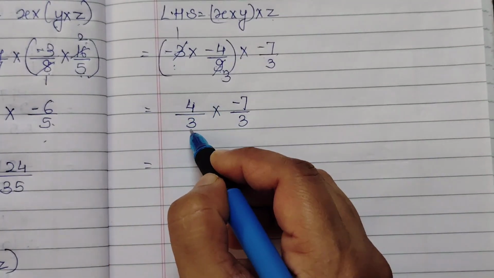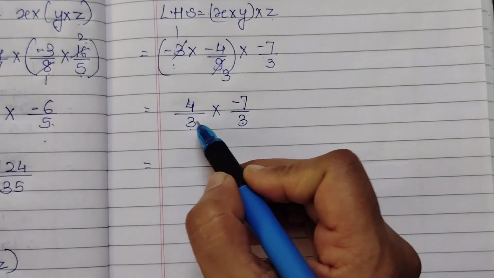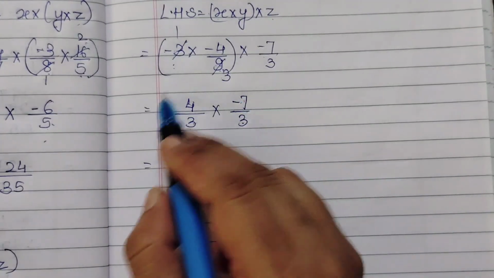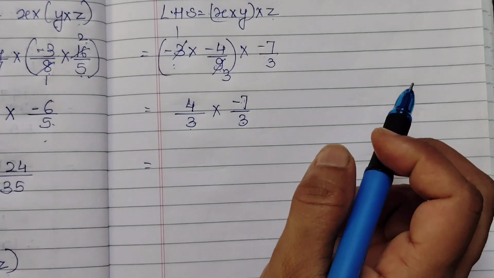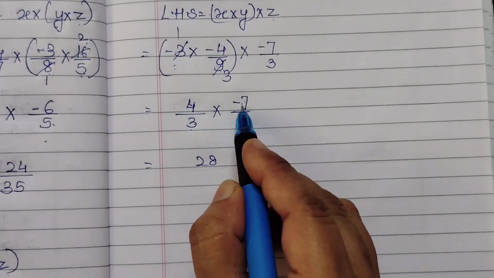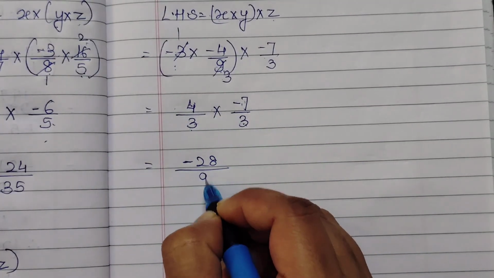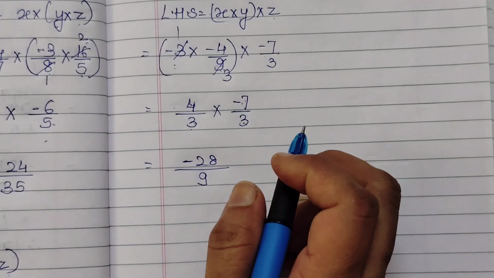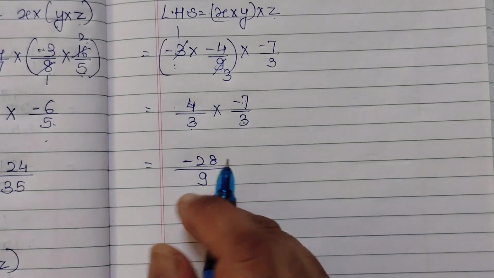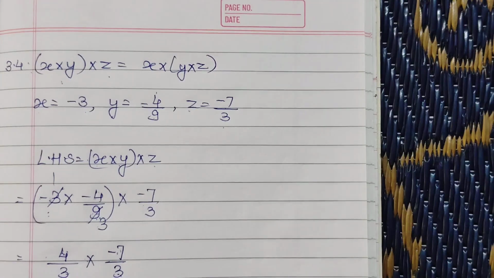Again 4 and 3 we cannot divide, 7 and 3 we cannot divide. This 4 and 3 we cannot divide, this 3 and 7 we cannot divide. So directly now we will multiply. So 4 into 7, 7 4s are 28, plus minus minus. 3 3s are 3 multiply by 3, 9. This is minus 28 upon 9. On the left hand side we got this. So let's do the right hand side.